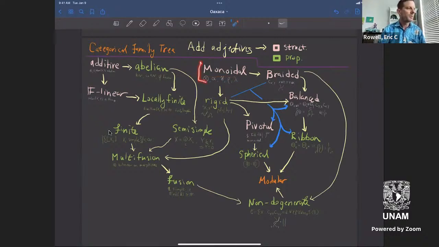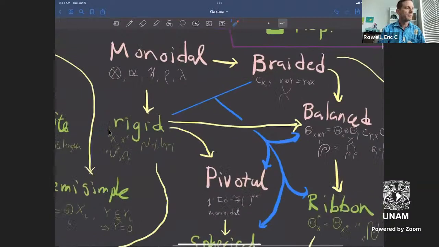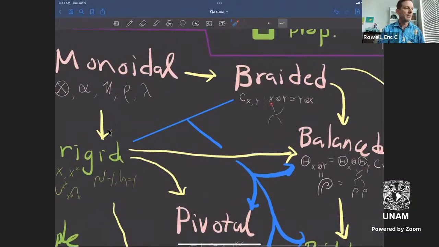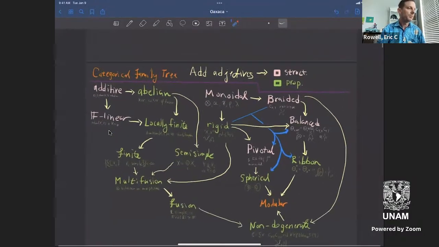We ask the category to be a monoidal category. Then we require it to be rigid, which turns out to not be a structure, but rather a property. And then we add the structure of a braided category. So that's some kind of morphisms between objects. It's kind of like the commutativity of the tensor product. And then we can continue to build.